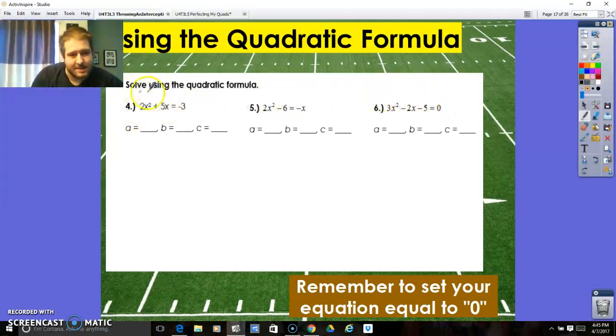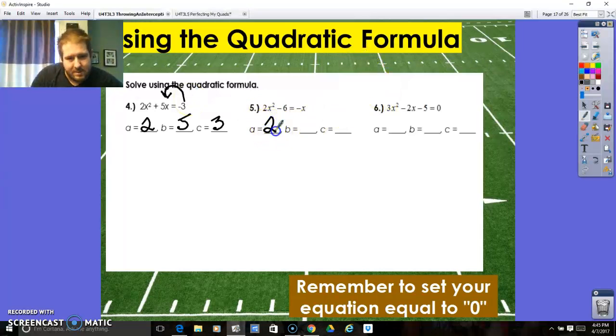Now, first thing you're going to notice when you look at these problems here, 4, 5, and 6, is that they're not set equal to 0. So that is actually your first step. You want to set it equal to 0. A in this case is 2, B is 5, but C is actually positive 3 because this is on the wrong side. I would have to add 3 to both sides.